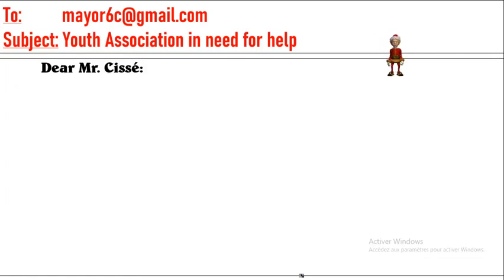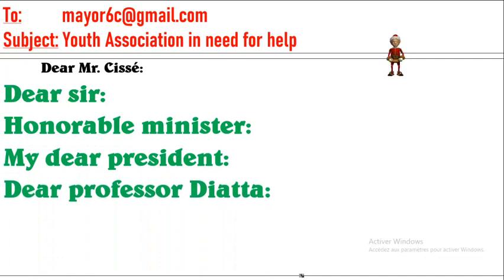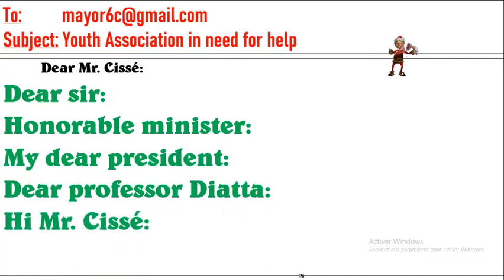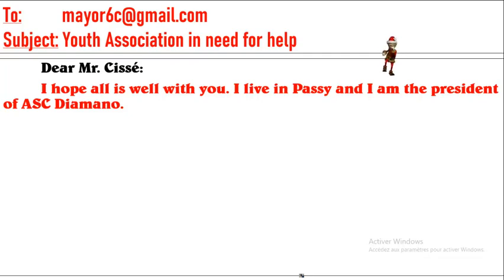So first of all, salutation. Dear Mr. Cisse. It's very polite, it's very formal. You could have said, Dear Sir, Honorable Minister, my dear President, dear Professor Jatta, hi, Mr. Cisse. All these are kinds of salutations that people use in formal emails. Now, if you don't know to whom the email is destined, you can say To whom it may concern.